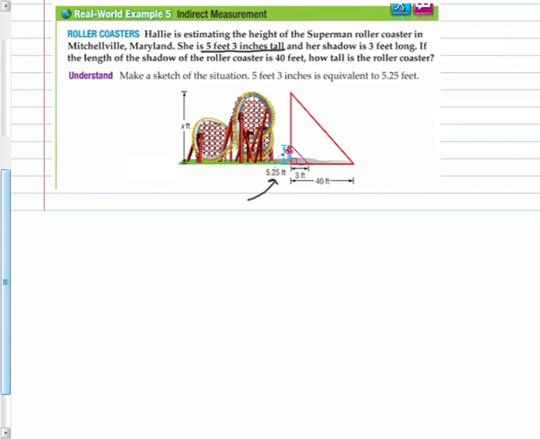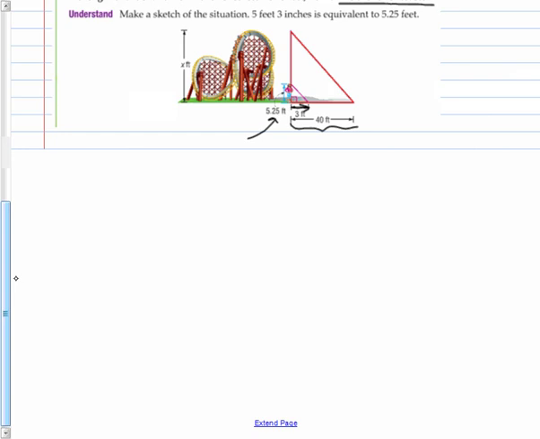Her shadow is 3 feet long. So there's her shadow, 3 feet long. If the length of the shadow of the roller coaster happens to be 40 feet, so she's standing right there at the beginning of the roller coaster, and her shadow and the roller coaster shadow are overlapping each other, but she can see her because she has a head and the roller coaster doesn't. If the length of the shadow is 40 feet, what is the height? How tall is that roller coaster? So she is trying to figure out this. What is the height of that roller coaster?